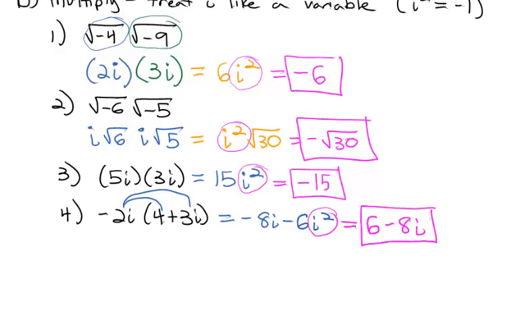I want to be careful here of another trap students run into. When we start to see I squared equals negative 1, students often will start to make i's equal to negative 1. And i's are not negative 1. It must be squared to become negative 1. If it's just a regular I, leave it as a regular I.